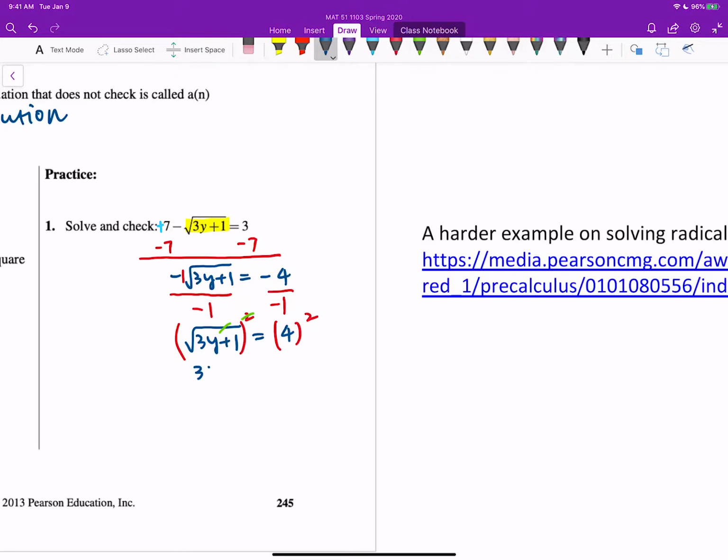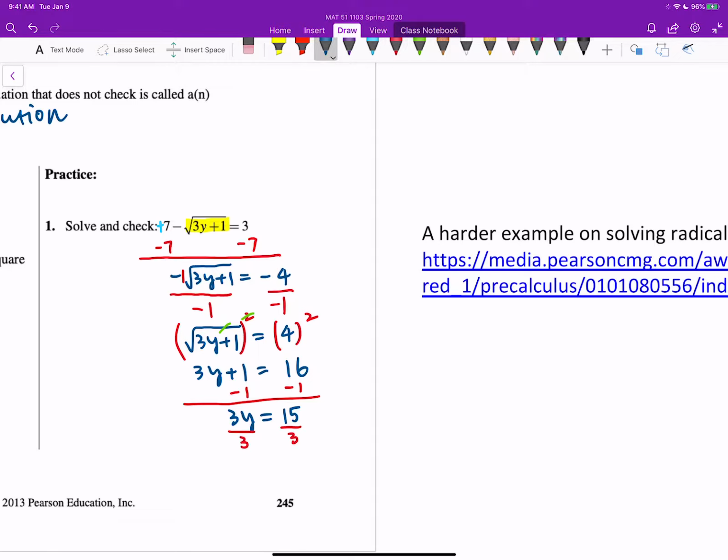So we simply have 3y plus 1 on the left. 4 squared is 16. And now you can see we have a very simple linear equation, which should be very easy to solve. Subtract 1 from both sides. We obtain 3y equals 15. Divide both sides by 3.